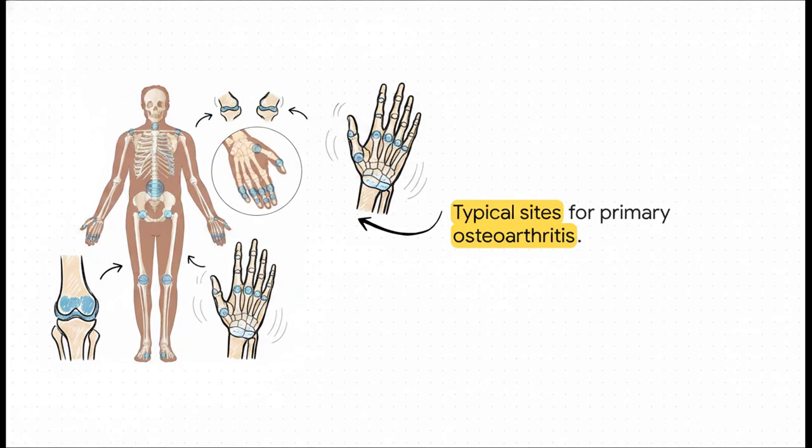We're mostly seeing it in weight-bearing joints, the knees and hips, as well as the epiphyseal joints of the lower cervical and lumbar spine. Over in the hands, it classically targets the first carpometacarpal joint, right at the base of the thumb, along with the distal and proximal interphalangeal joints.